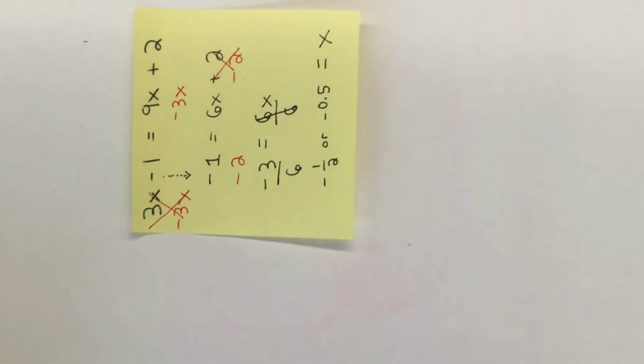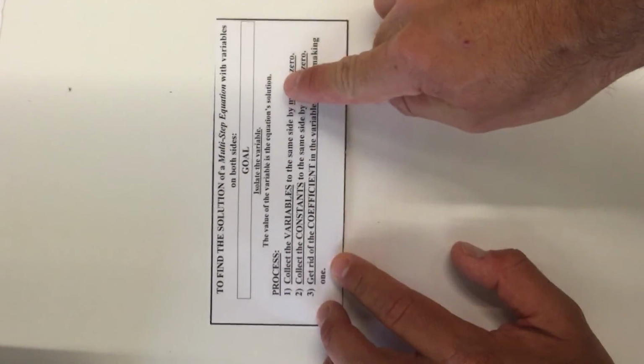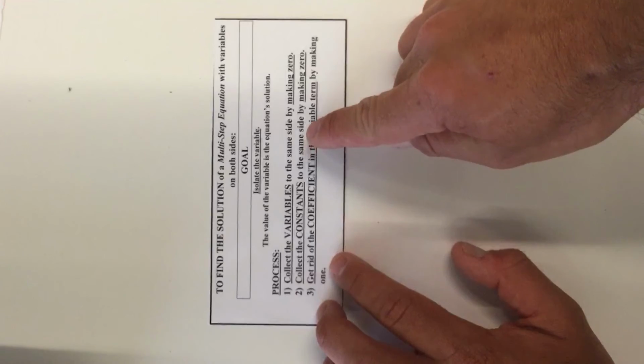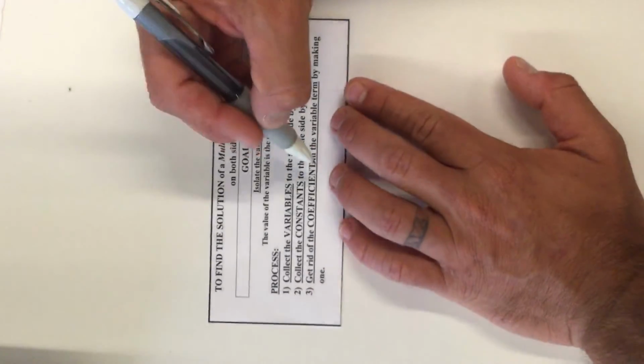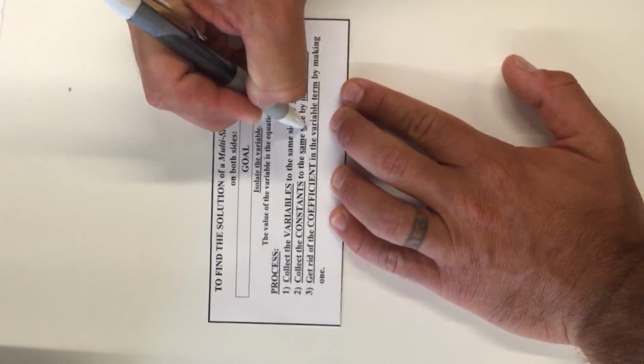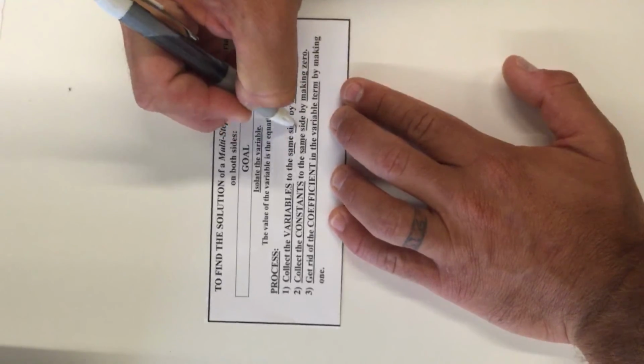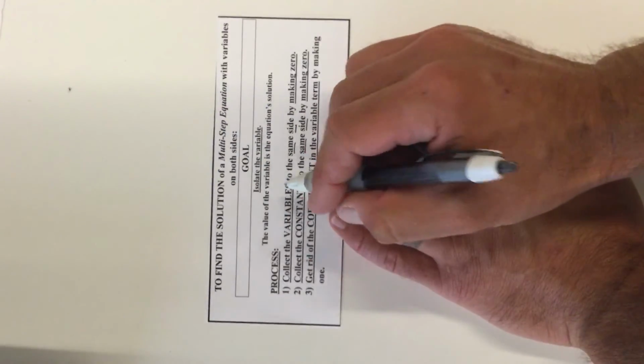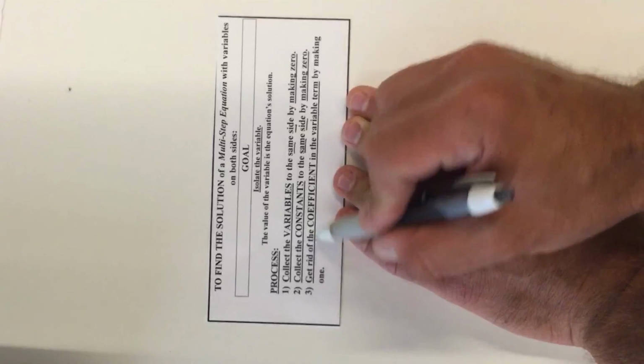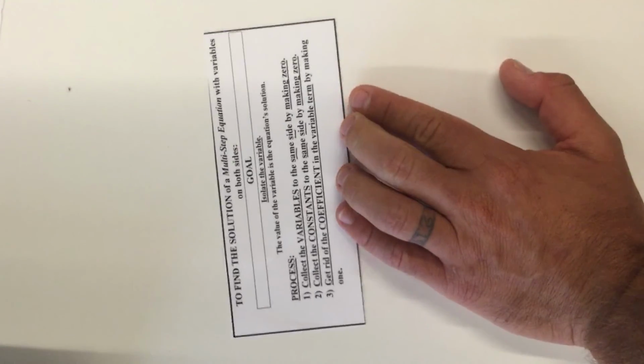So that is as simple as it is to solve a multi-step equation with variables on both sides. You collect the variables on the same side by making 0, collect the constants to the side opposite of the variables. They're on different sides. Then you get rid of the coefficient of the variable term by making 1, and you have solved your equation, and you are a mathematician, or as I like to say, a math magician.